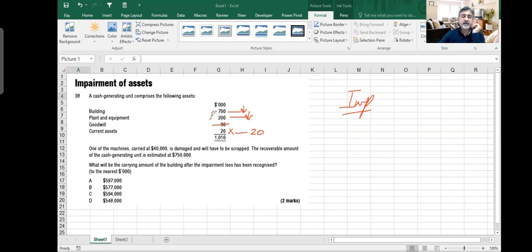Any question you have until here, please ask me. Please ask your question again. You said that the current assets will not be impaired, but why are they included in the cash generating unit?